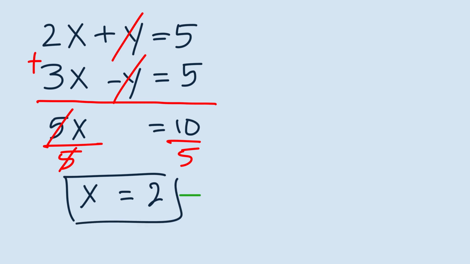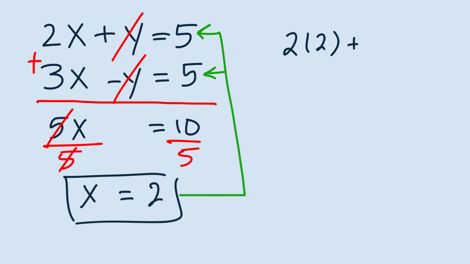Next step, I have to take the value of this x and plug it into one of these equations. So let us take the first equation. We will start with 2 times x, which is 2 again. So we will write 2 plus y equals 5. 2 times 2 is 4, plus y equals 5.